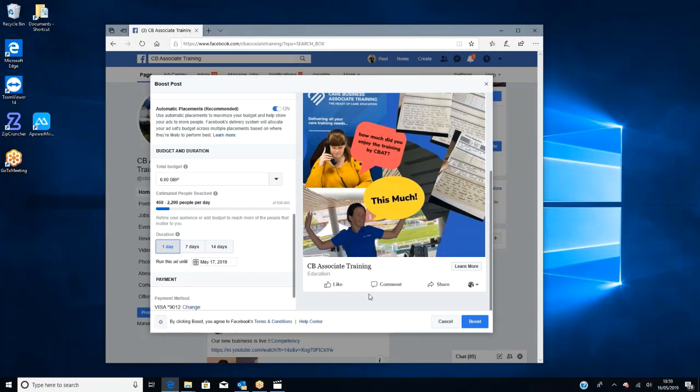What I'm saying is it's nothing, but you've got to take all that into consideration with your strategy plan. Now, if I press boost here, that means that that post is going to start flying onto people's pages. You might think that's a little bit unfair, but Facebook is a free service to the user. It is not a free service to business. That's why this is there.